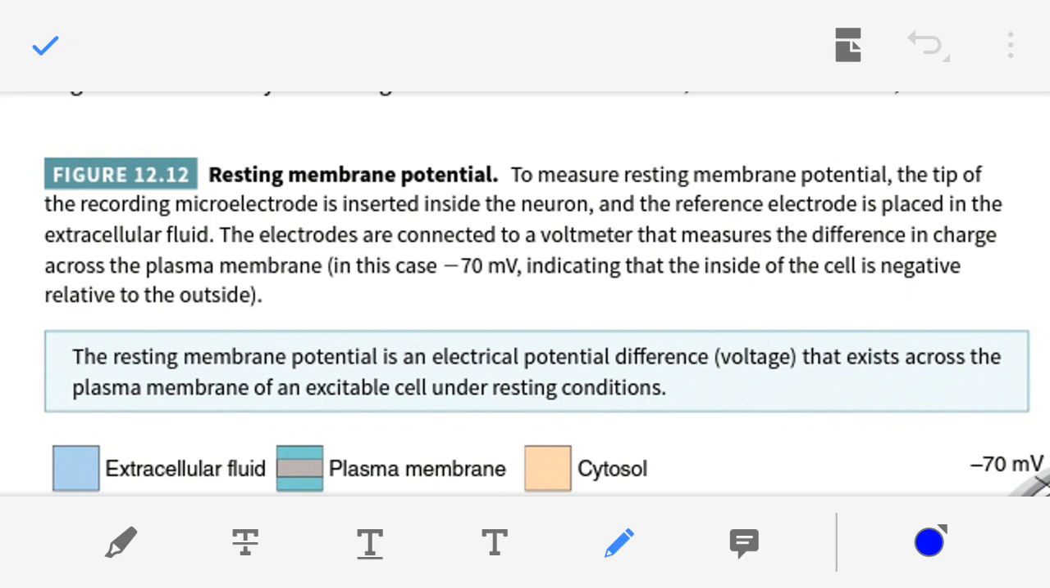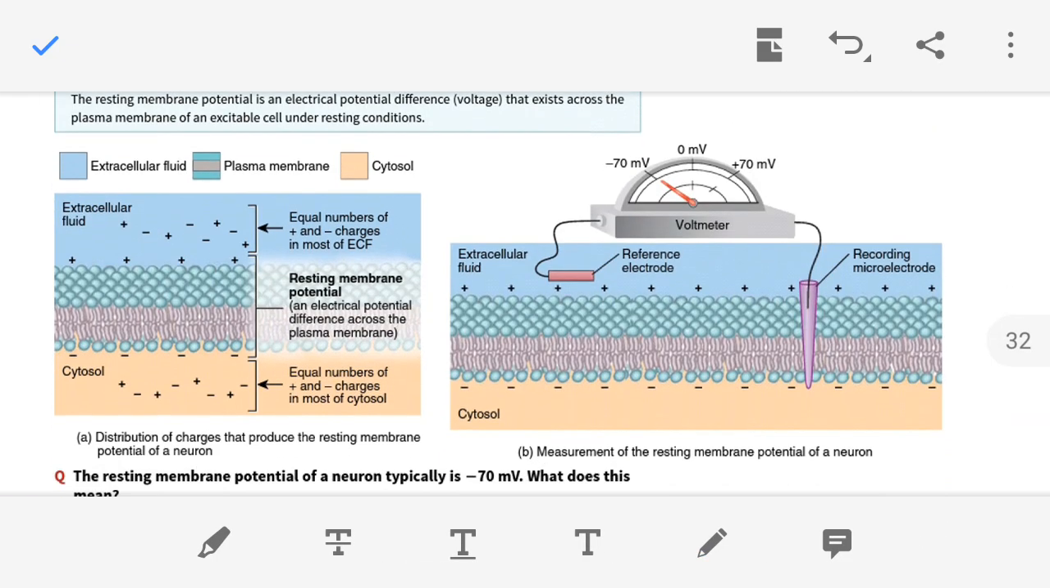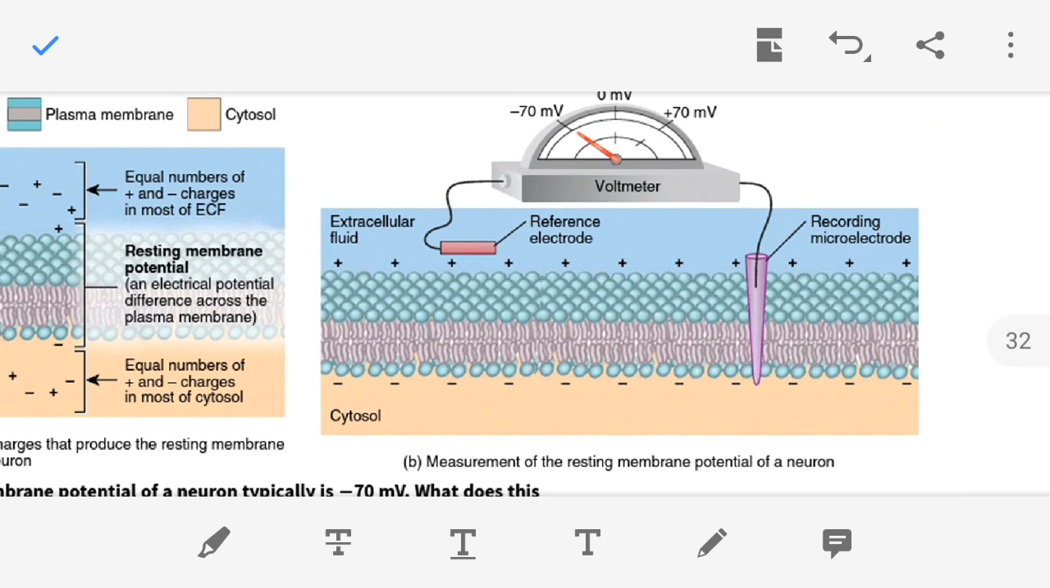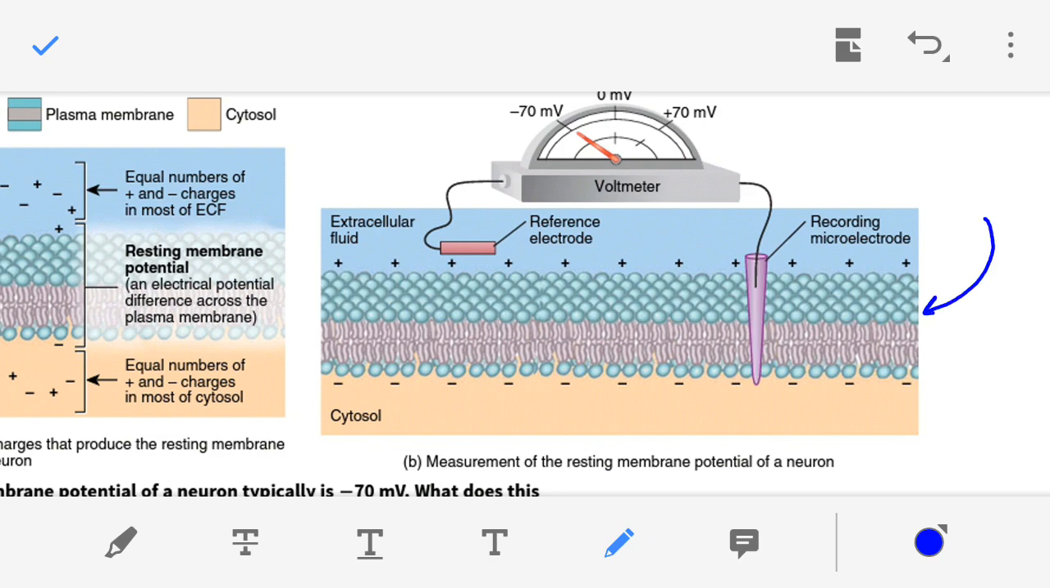Okay, so now what is done for measuring this membrane potential? See, the tip of the recording microelectrode is inserted inside the neuron, and the reference electrode is placed in the extracellular fluid. So in the figure, as you can see, this is the plasma membrane of the neuron. This is the cytoplasm they are showing.